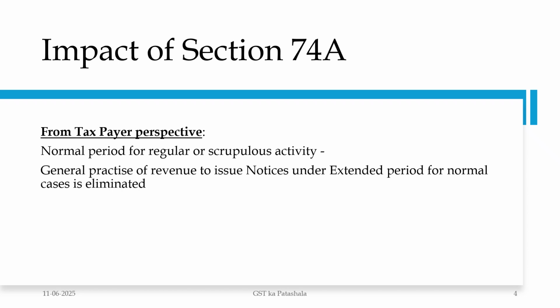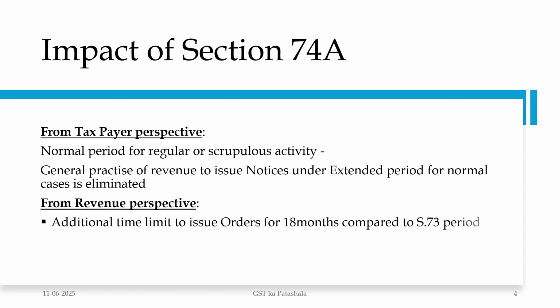Earlier, we used to get a notice even after the normal period of 3 years. They would try to invoke fraud, suppression, willful misstatement for the sake of issuing a notice. Now the proper officer doesn't have that window. From the department's point of view, what is the advantage they have got? For normal cases, where generally they had a time limit of 33 months, now they have got an additional 18 months under this 74E.